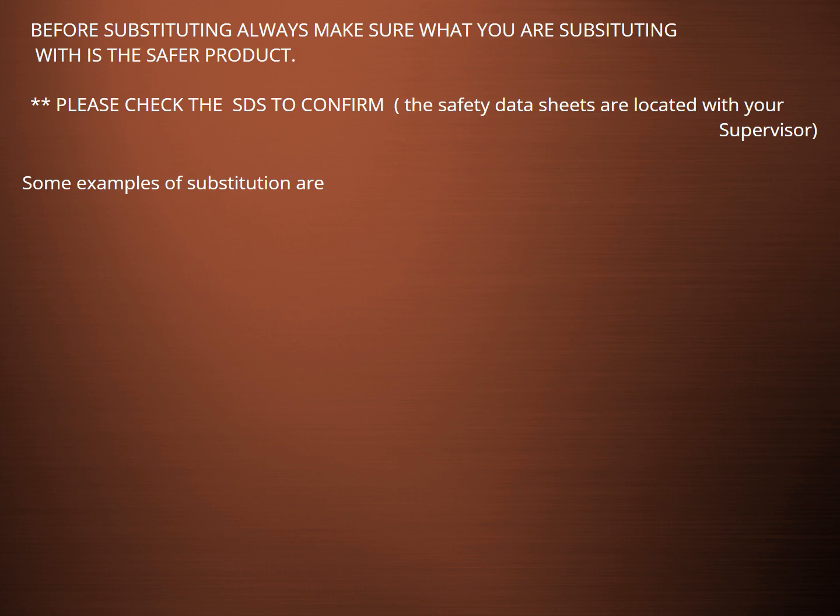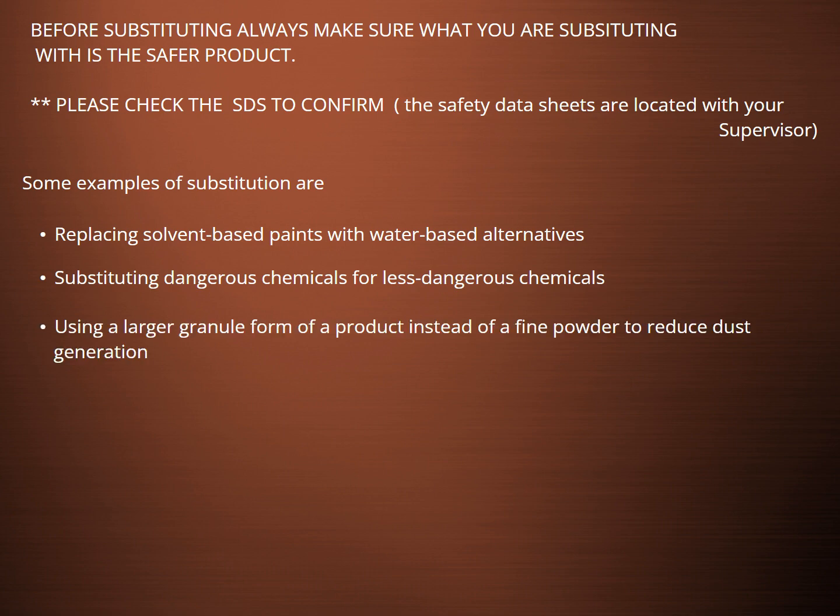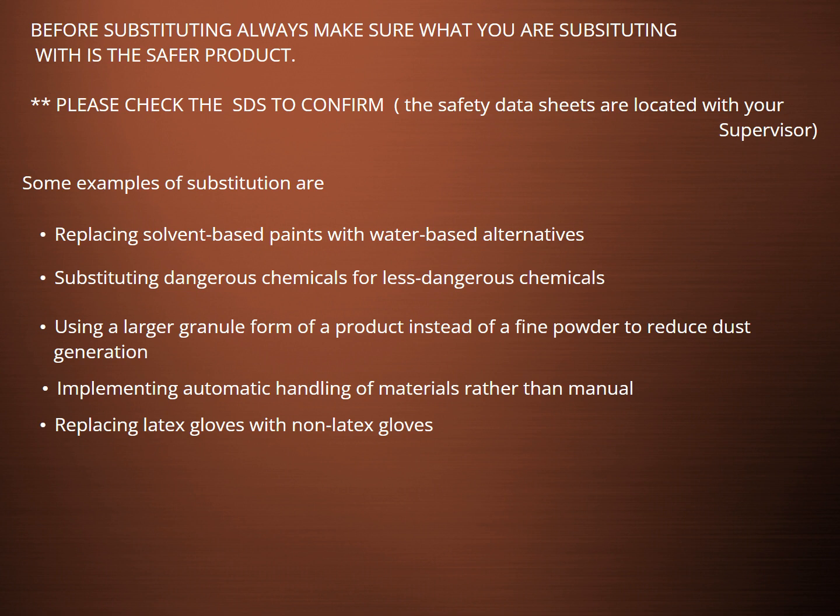Some examples of substitution are replacing solvent-based paints with water-based alternatives, substituting dangerous chemicals for less dangerous chemicals, using a larger granule form of a product instead of a fine powder to reduce dust generation, implementing automatic handling of materials rather than manual, replacing latex gloves with non-latex gloves, exchanging ingredients in food to protect against an allergy.